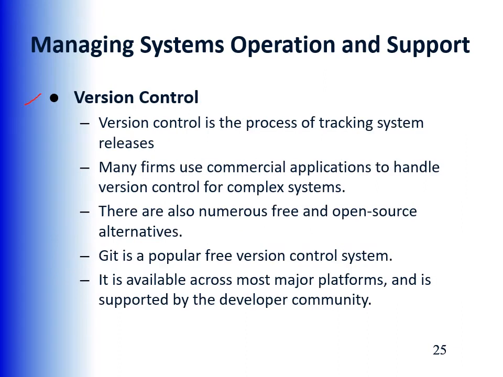Version control is a process of tracking system releases or versions. When a new version of a system is installed, the prior release is archived or stored. If a new version causes a system to fail, a company can reinstall the prior version to restore operation. Many firms use commercial applications to handle version control for complex systems. There are also numerous free and open source alternatives. For example, Git is a popular free version control system, available across most major platforms and supported by the developer community.